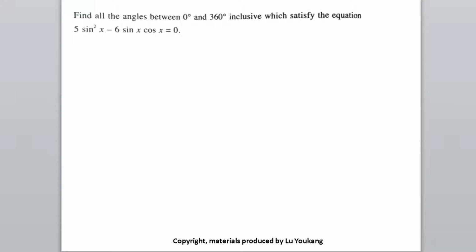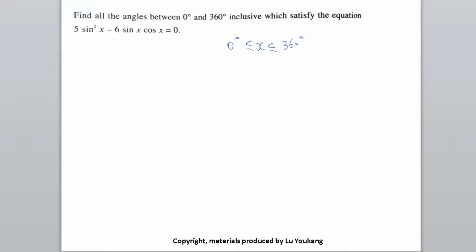Now we have come to a new slide. It says find all the angles between 0 degrees and 360 degrees inclusive which satisfy the equation below. Which means your x is from 0 degrees to 360 degrees. They are both inclusive.